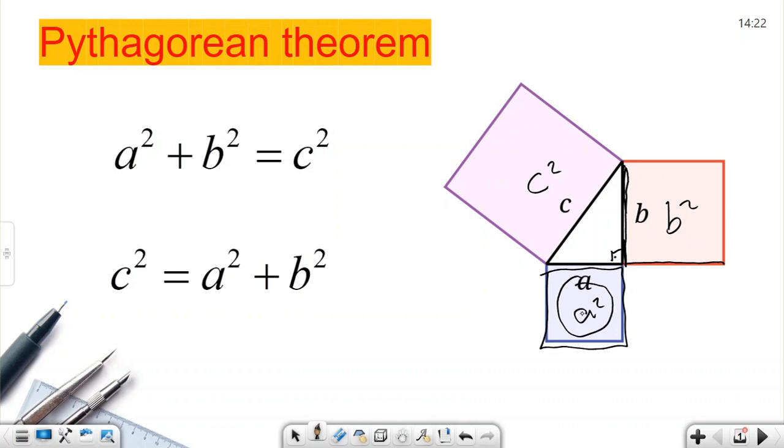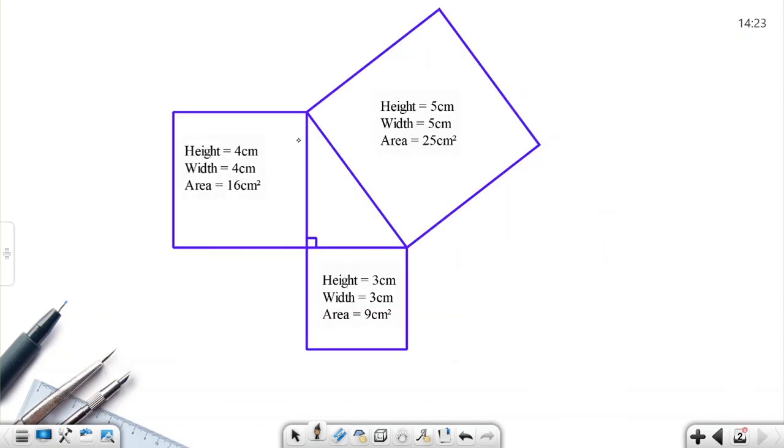So the idea comes from here. The area of a square plus the area of b square always equals c square. So a square plus b square equals c square. You can say that the sum of the squares of the legs is equal to the square of the hypotenuse. You can call it that way. Or the square of the hypotenuse is equal to the square of the first leg plus the square of the second leg. You can call it that way too.